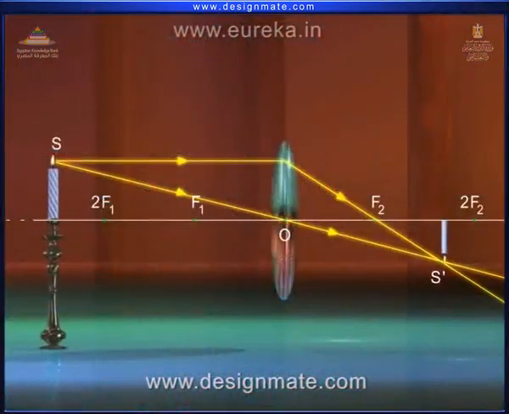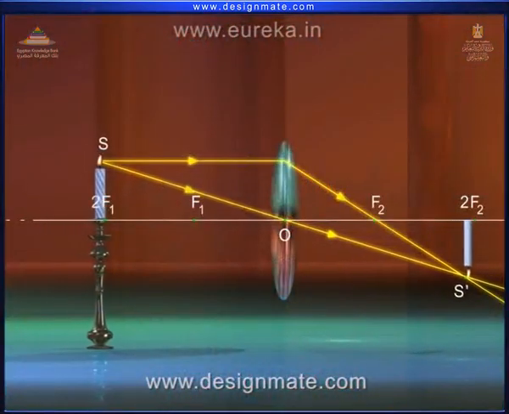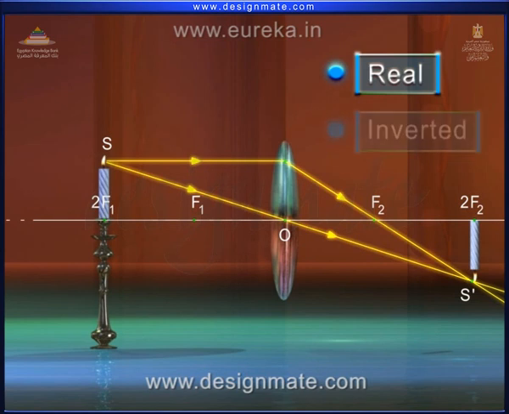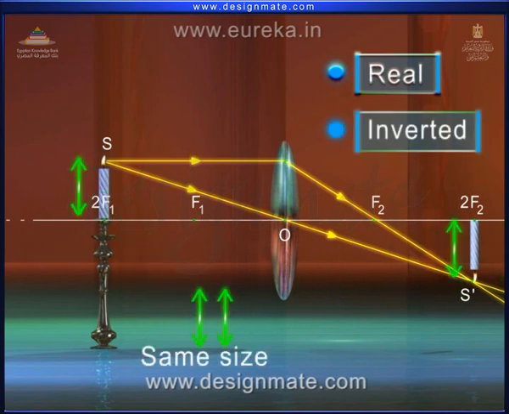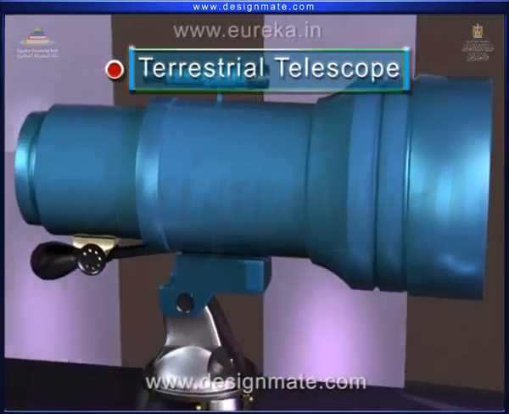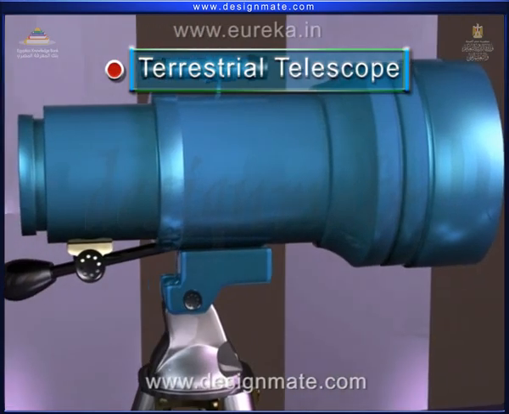Next, bringing the object closer to place it at point 2f1 causes the image to move further, and it can now be seen at point 2f2. Here also, the image is real and inverted, but its size is the same as that of the object. This type of image formation is used in a terrestrial telescope.